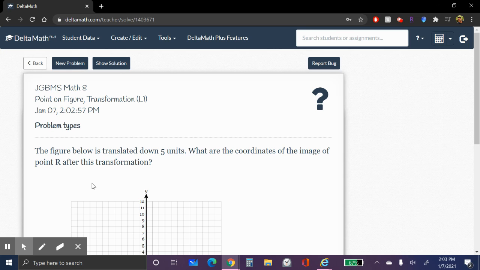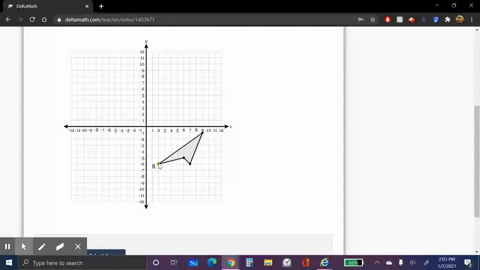In today's video, we're going to be transforming the points on a figure. So we're going to have to determine the coordinates of a point and then perform some sort of transformation to it and then find the transformed coordinate of that point. All right. So it says that the figure below is translated down 5 units. What are the coordinates of the image of the point R after this transformation? So R is going to be translated down 5 units.